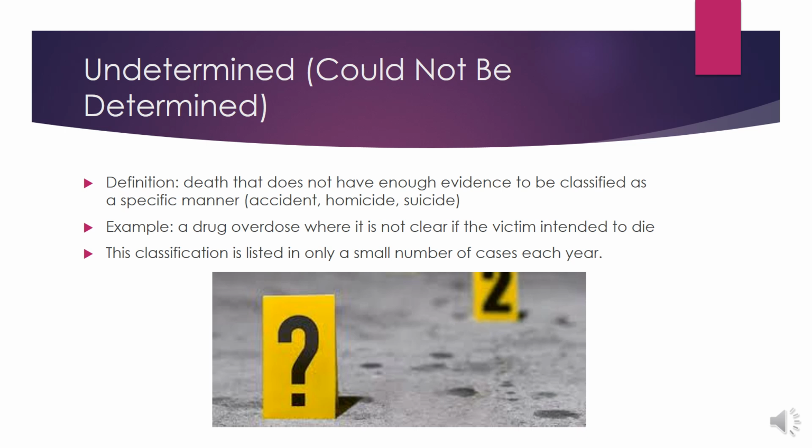Last is the undetermined manner of death. This is defined as a death that lacks enough evidence to be classified as a specific manner, like accident, homicide, or suicide. An example is a drug overdose, where it is unclear if the victim intended to die. The undetermined manner of death is only listed in a small number of cases each year.